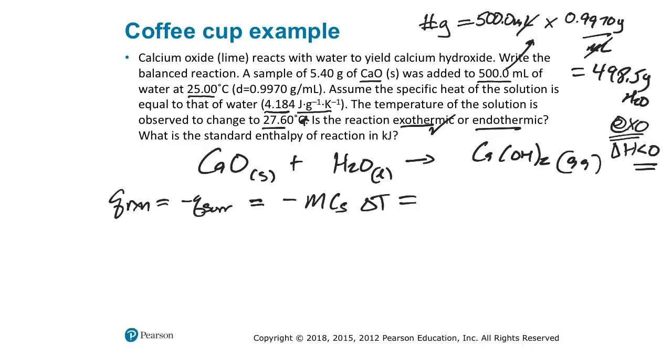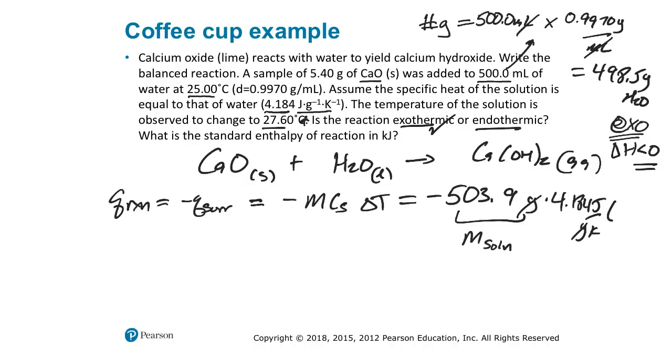Now, we're also adding to that the 5.40 grams of calcium oxide. So add the total mass, that works out to be 503.9 grams. So this is the mass of the solution. So the solution is everything here. And so then the specific heat of the solution, 4.184 joules per gram Kelvin, gram cancels. And then our delta T, final minus initial. So our delta T, let's work this out right here. Delta T, T final minus T initial, in this case is 2.60 degrees C.